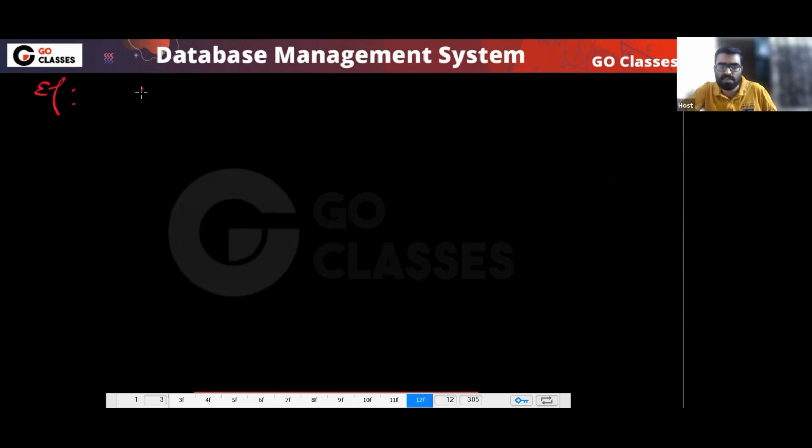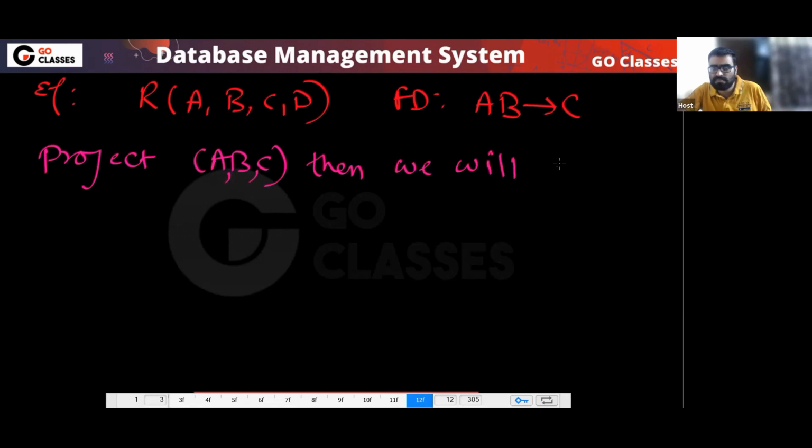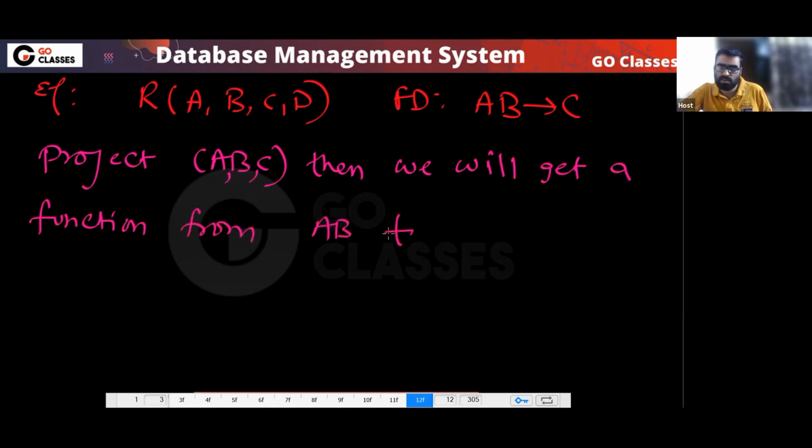For example, let us assume your relation is ABCD, and you have the functional dependency AB implies C. Now, if you project A comma B comma C, then what will you get? Then we will get a function from AB to C. Is this clear? Is this clear to everyone? Tell me.